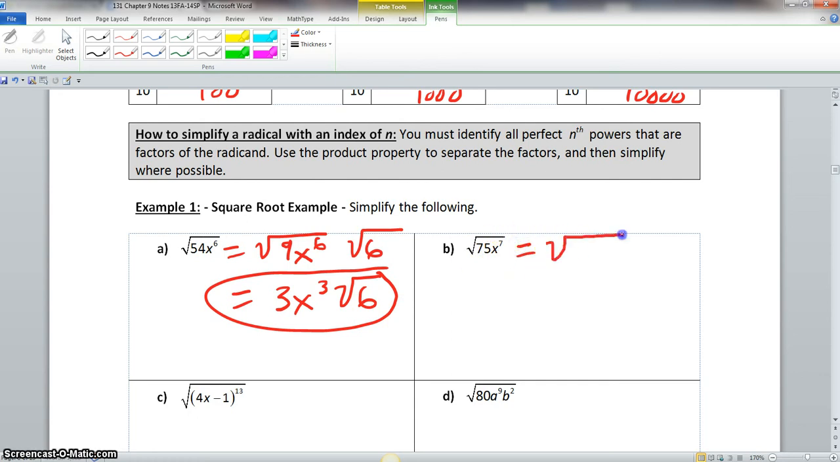Now we have the square root of 75x to the 7th. The highest perfect square in 75 is 25. And you have 3 left over. The highest perfect square in x to the 7th is x to the 6th. And you will have 1x left over. The square root of 25 is 5. The square root of x to the 6th is x to the 3rd. And we'll bring down our square root 3x.